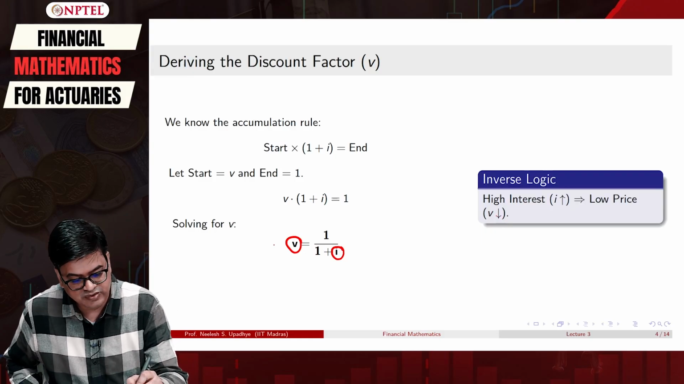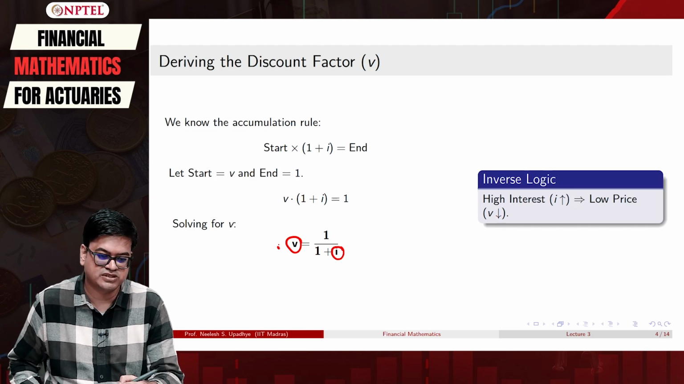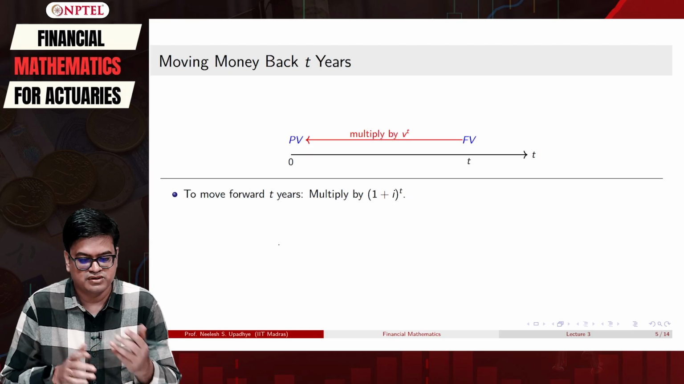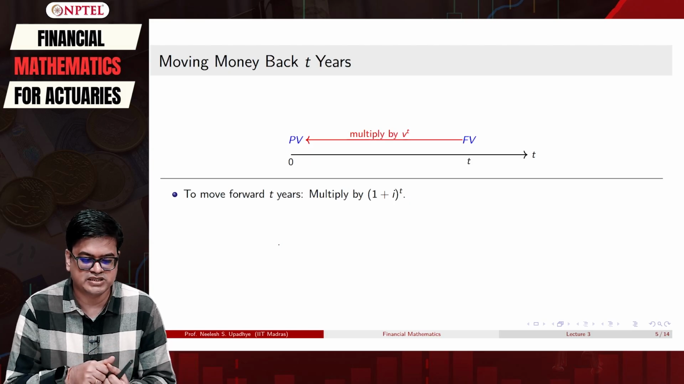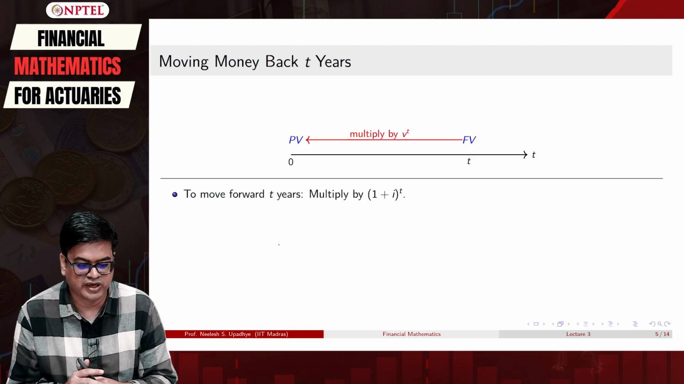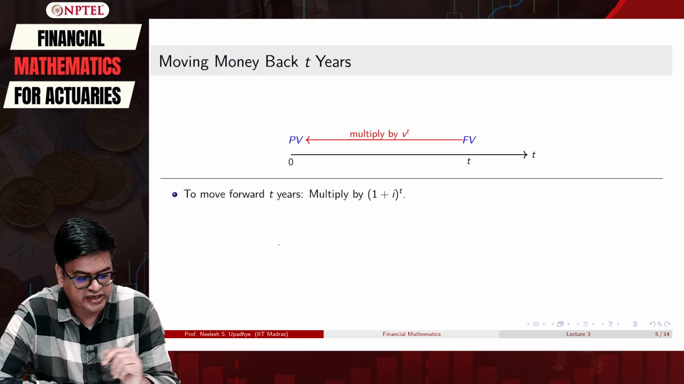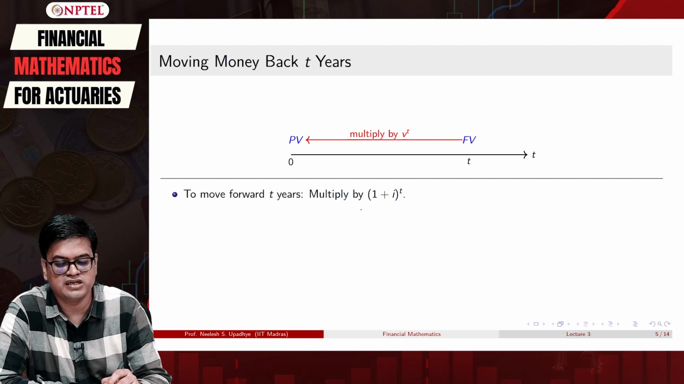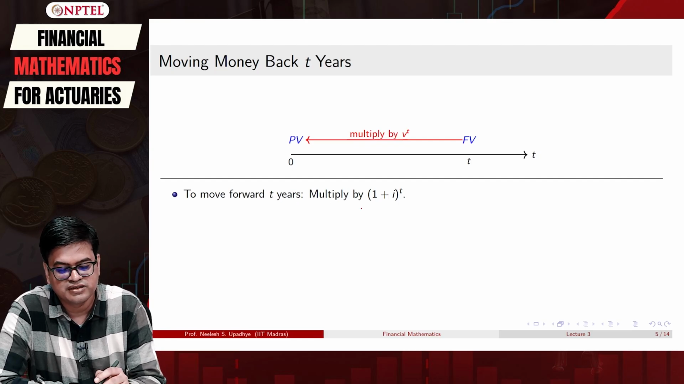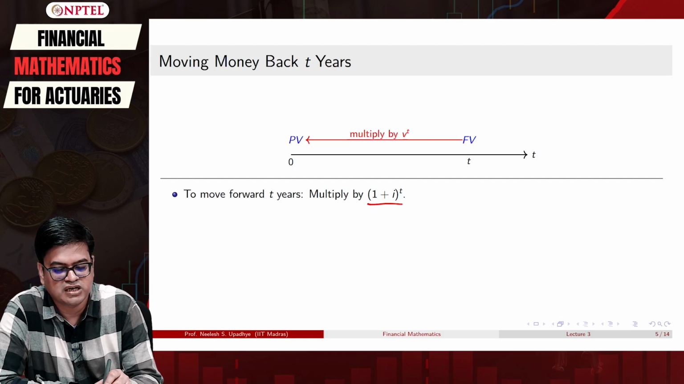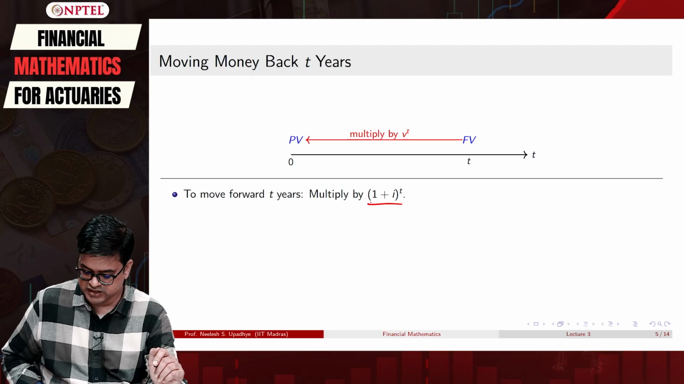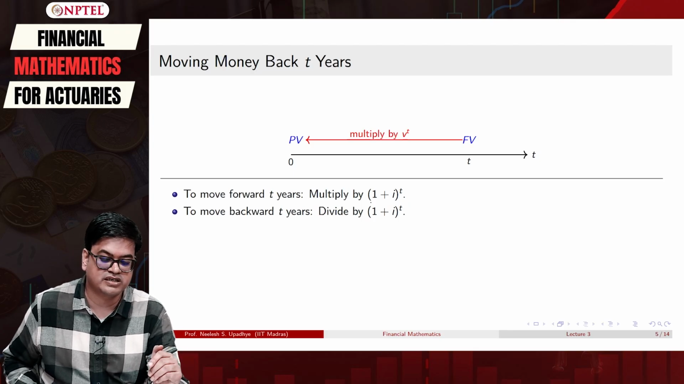So now once we have defined what is V, which is discount factor, now let us use this V to navigate between present value and future value. Okay. So we have already done this calculation. First we wanted to move t years ahead, so we have multiplied by 1 plus I raised to t. You remember this model? This was our compound interest rate model, which we have already studied. Now the question is, I want to move t years backward.